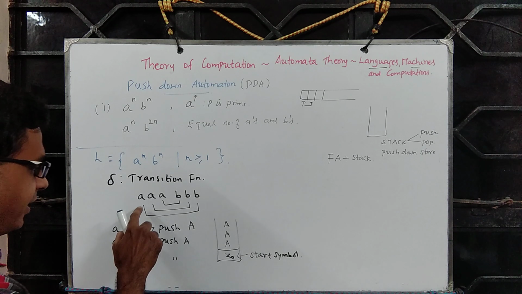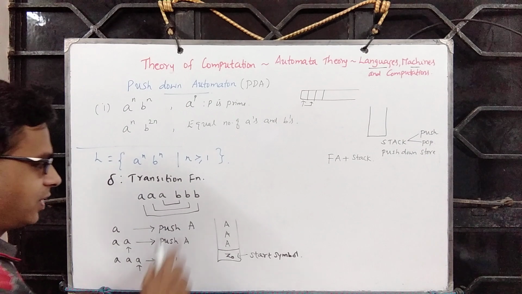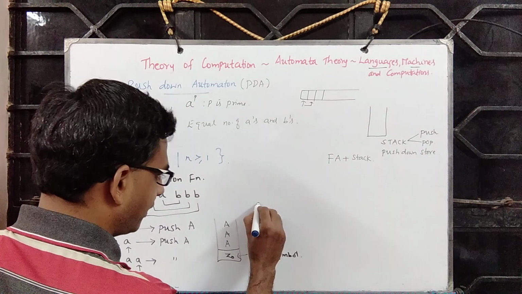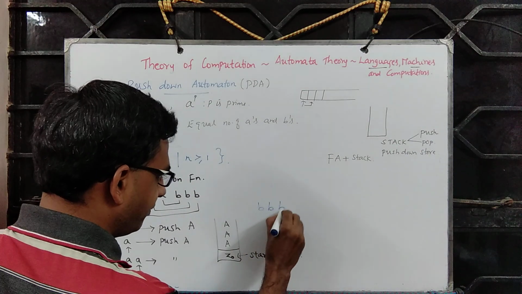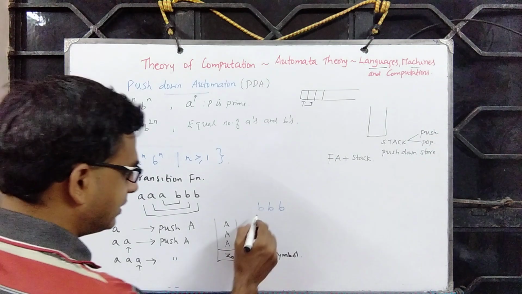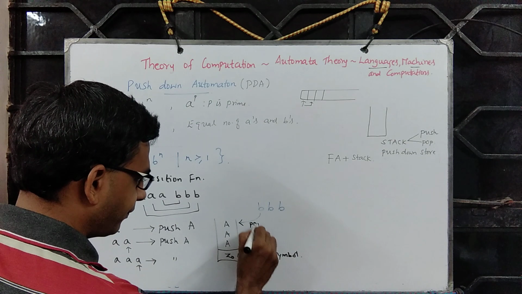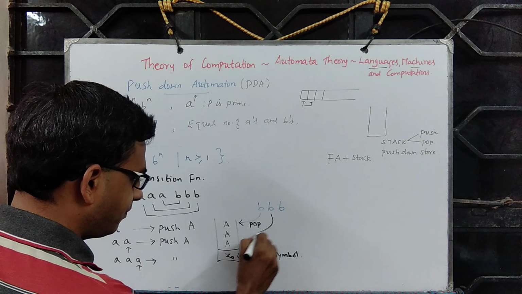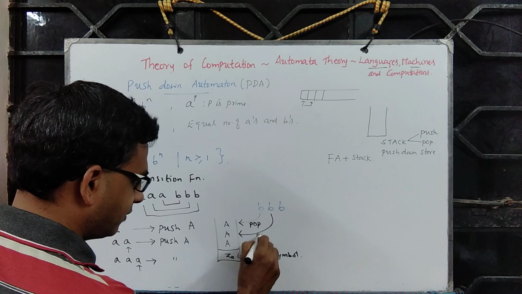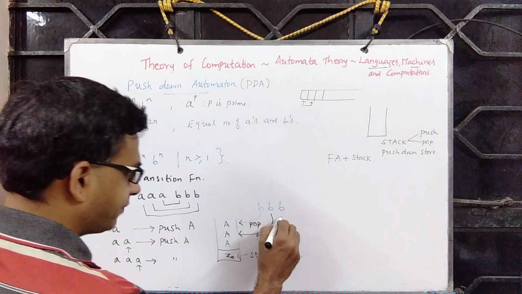So essentially, when we start reading A's, we perform push. Now I start reading B's. When we start reading B's, what we do, for this A, we pop this. For this A, we pop this. Which means for each B, we pop one symbol out of the stack.